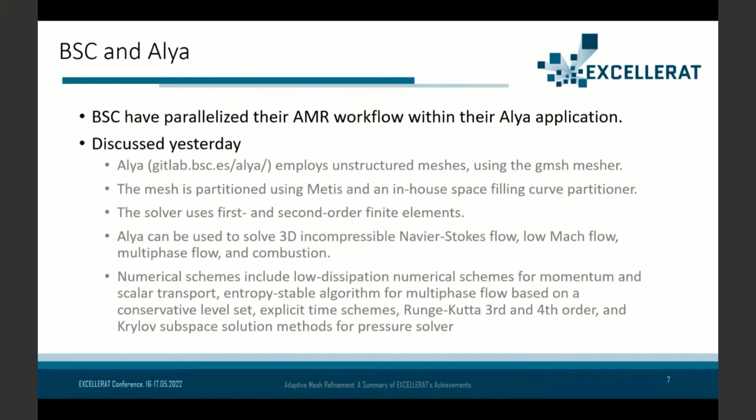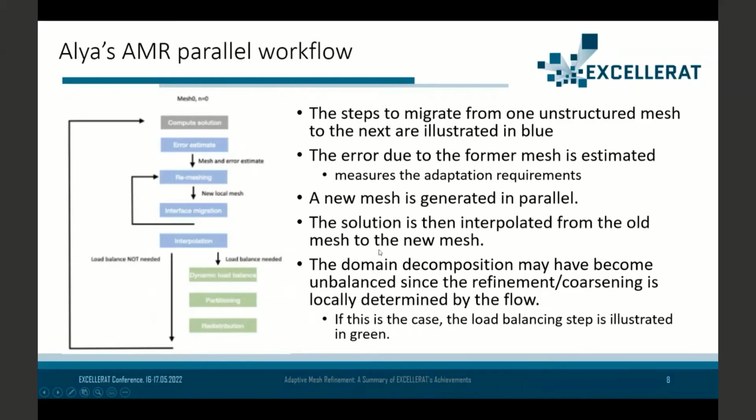I won't mention the stuff in grey here, it's just the technical summary. But essentially, what they've done, the steps in blue here, is to migrate from one unstructured mesh to the next. The error due to the former mesh is estimated, which measures the adaptation requirements, and then the new mesh is generated in parallel. The solution is then interpolated from the old mesh to the new mesh. And then finally, if the resultant domain decomposition has become unbalanced, then load balancing is required. Again, this was addressed earlier this morning.